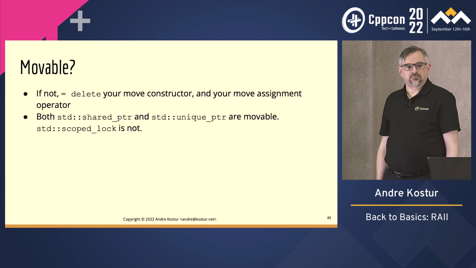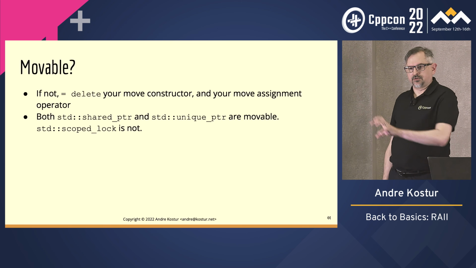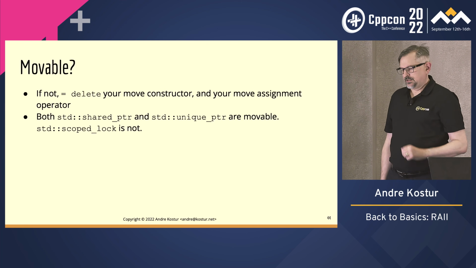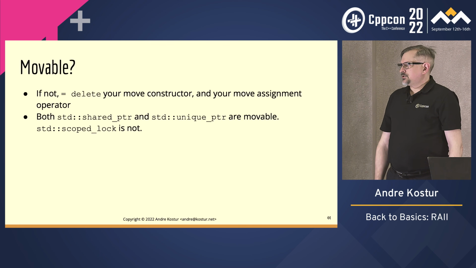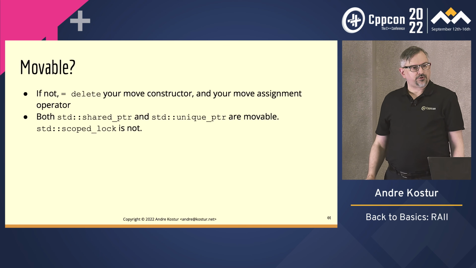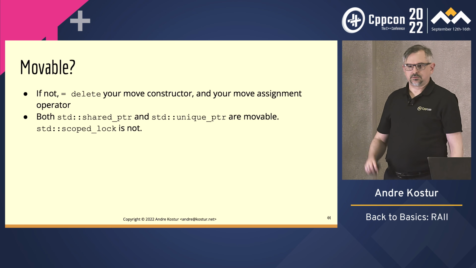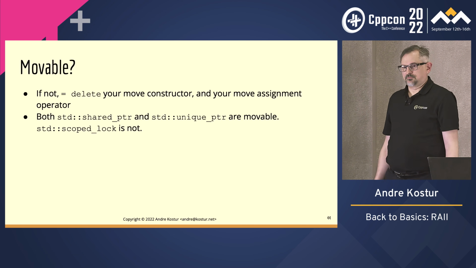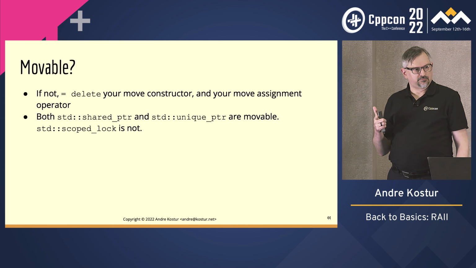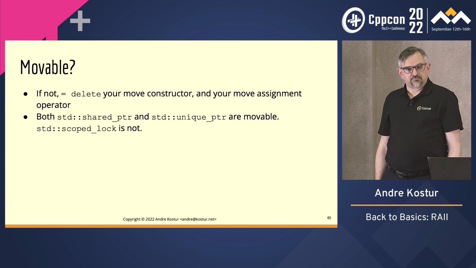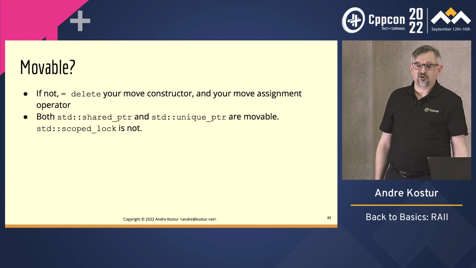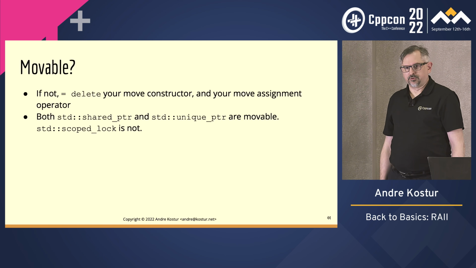Similarly, same question for movable. Should your resource be able to be moved around someplace? Should it be able to be moved into a container? If not, delete your move operations. Be explicit of what you can and can't do with your resource. It is possible you may even have to delete both your copy and your move operations. For example, std::scoped_lock, you can't. It is immovable, it is uncopyable. It's literally a scope-based lock. Make sure the user doesn't do it. However, shared pointer is movable. Shared pointer is copyable too. Unique pointer, movable. But it's a consideration you need to have.